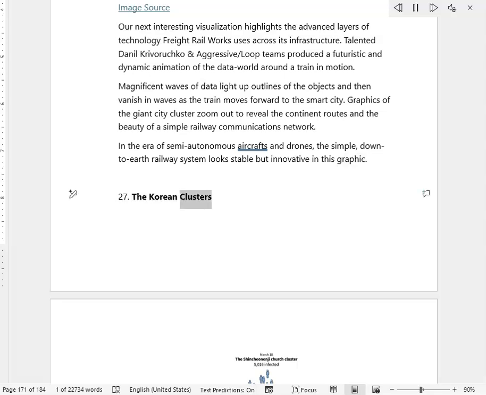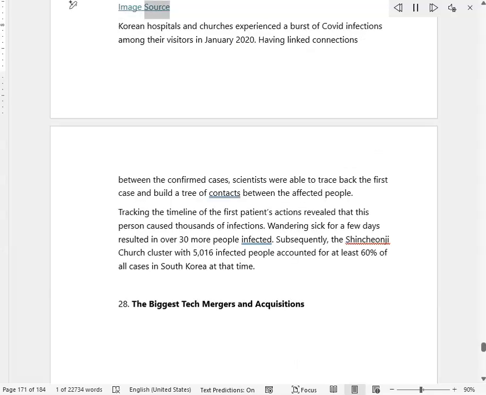27. The Korean clusters. Image source. Korean hospitals and churches experienced a burst of COVID infections among their visitors in January 2020. Having linked connections between the confirmed cases, scientists were able to trace back the first case and build a tree of contacts between the affected people.